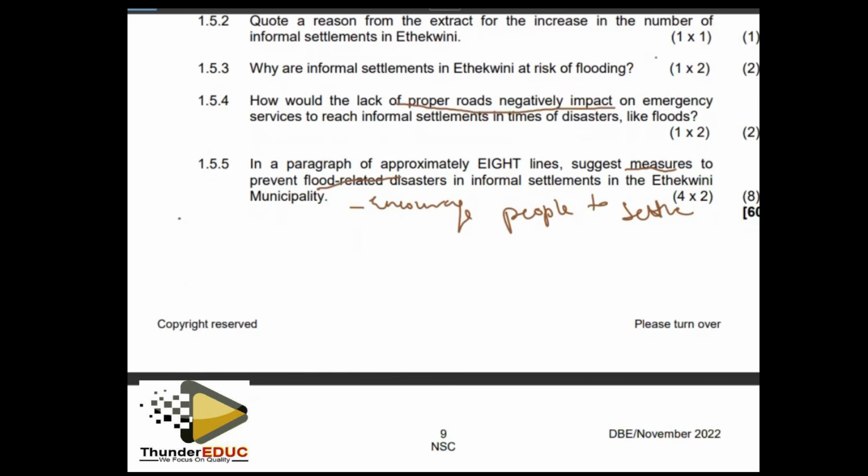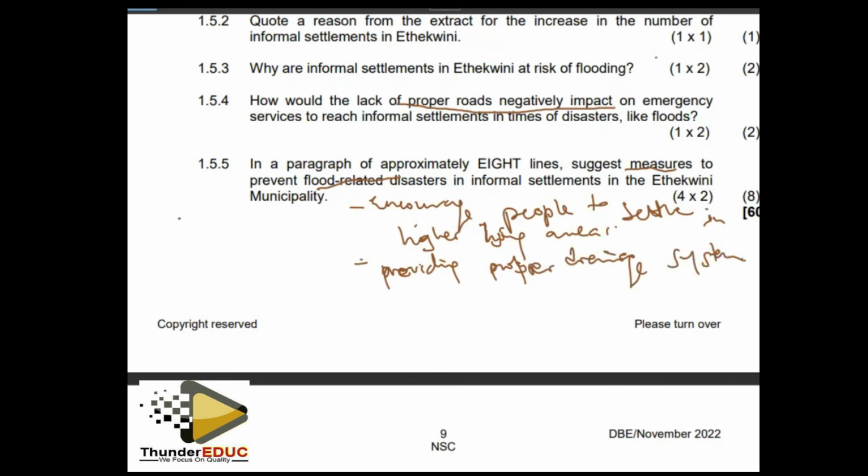Okay, to settle in higher lying areas. That is one solution. You will at least be solving the problem. Then providing a proper drainage system, like underground tunnels where water can pass. Okay, then we can also say provide proper houses at low costs.